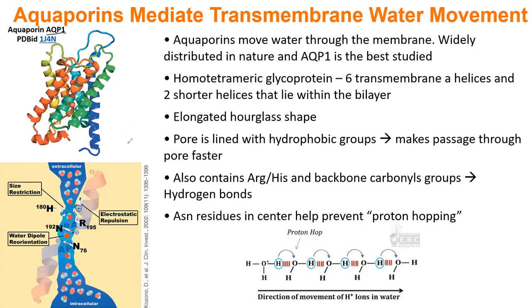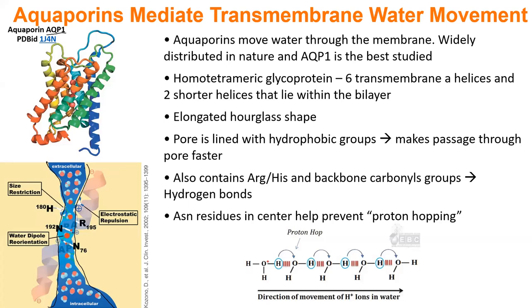So hopefully at this point in the course, since we're talking about a membrane protein, seeing all these alpha helixes shouldn't be that much of a surprise, right? To go through the membrane, you're either going to be made of alpha helixes or beta sheets. So the aquaporin is made out of a bunch of transmembrane alpha helixes. And it kind of has this hourglass shape, which is being shown in this image, right? It's kind of hard to see on the actual protein, but this hourglass is kind of talking about the channel itself.